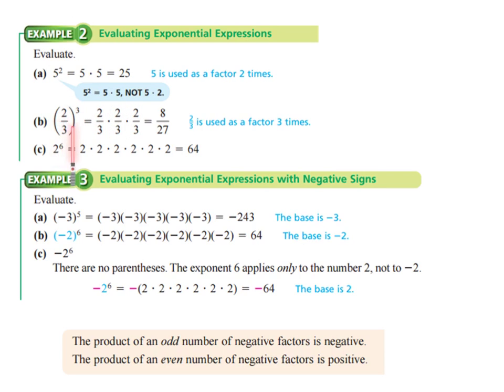When we have a fraction like 2/3 to the 3rd power, again that's really 2/3 times 2/3 times 2/3. Another way to think of that is we have 2 to the 3rd power over 3 to the 3rd power. Either way we get 8 over 27. And then 2 to the 6th power, pretty straightforward. It's just 6 2's multiplied together. We get 64. And you can type those into the calculator.